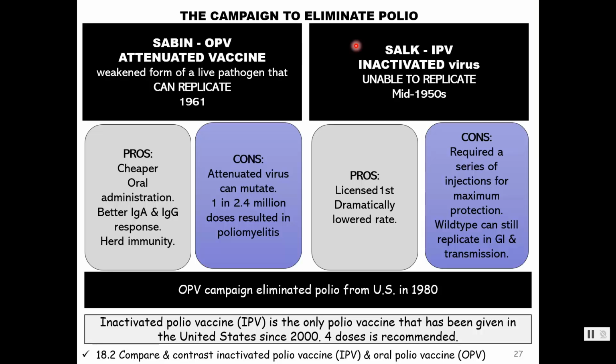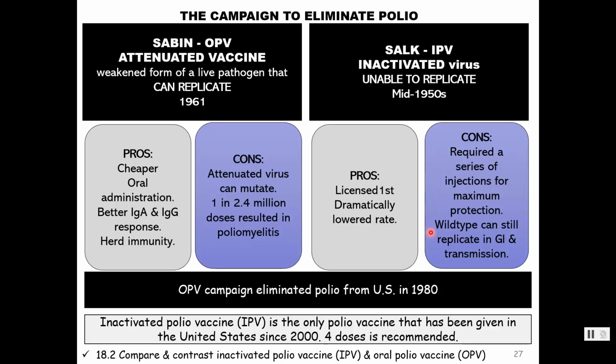So there were 2 men, Dr. Jonas Salk and Albert Sabin. And Salk came up with a vaccine, and it was an inactivated virus, so IPV. And so this is one, remember, that's unable to replicate. So the pros of this vaccine were it was licensed first, and it did dramatically lower the rate of polio. So the cons to the Salk inactivated virus is that it required a series of injections for maximum protection.